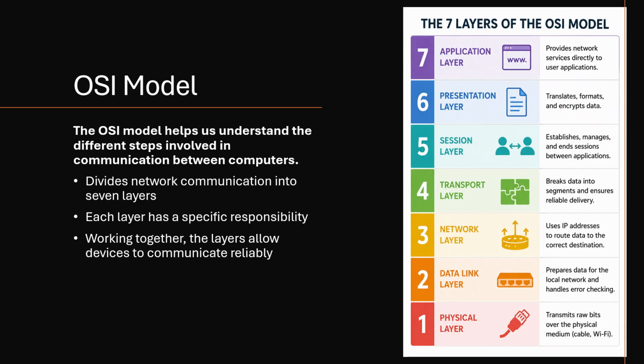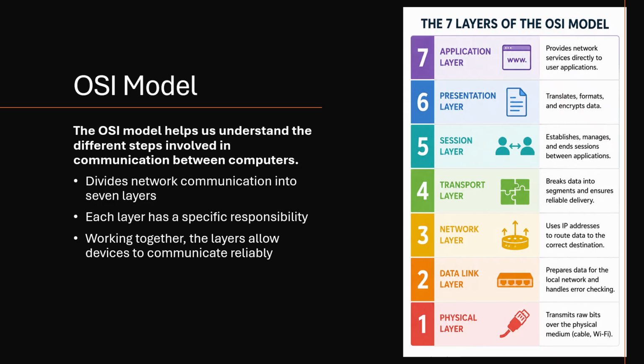So we just talked about how data moves from one computer to another. The OSI model helps us understand the different steps involved in that communication. OSI stands for Open Systems Interconnect. The OSI model doesn't represent physical hardware. It's just a conceptual model that helps us understand the communication process between two computers. Rather than thinking of a network communication as one large task, the OSI model breaks it into 7 smaller layers, where each layer has a specific responsibility and works with the layers above it and below it.